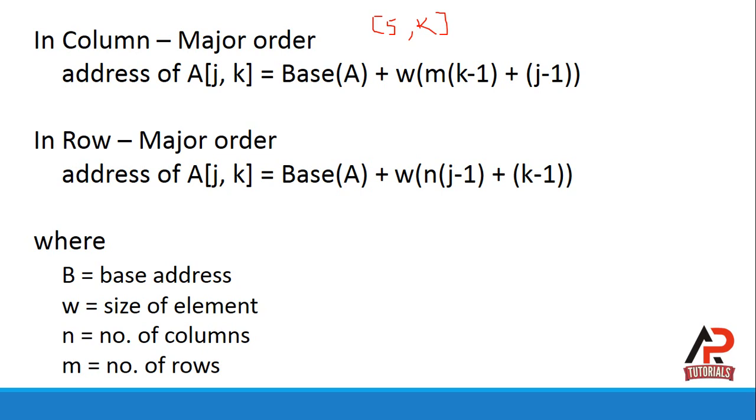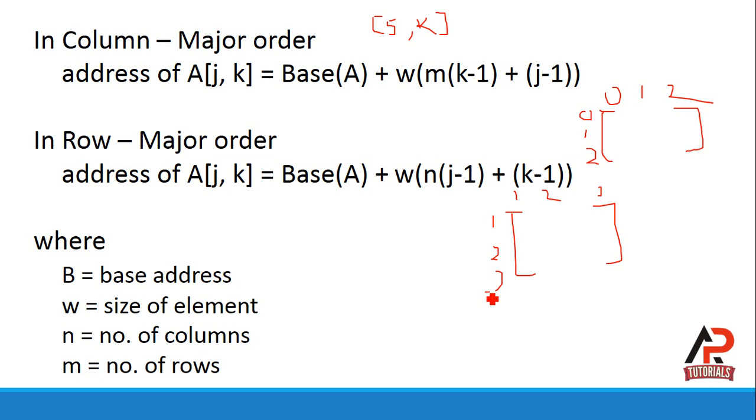If the index starts with 0, that is 0, 1, 2, 0, 1, 2, then it should be without the minus 1. If the index starts with 1, that is 1, 2, 3, 1, 2, 3, then this will be the formula: base address of A plus W(M(k minus 1) plus (j minus 1)) in column major order, and base address plus W(N(j minus 1) plus (k minus 1)) in row major order.